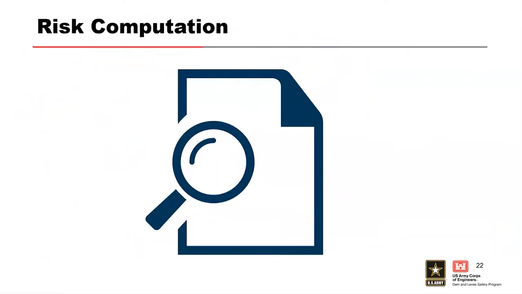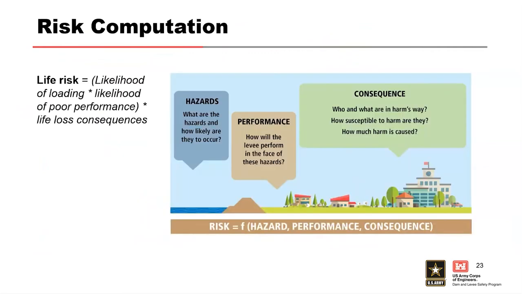Okay, we've got about 20 minutes left. And I'm going to talk to you a little bit about how we take life loss or economic damage estimates from LifeSim and make them work in the context of risk management. So you've seen this graphic a couple times this week. This is our risk-informed framework for infrastructure. We're talking about life loss consequences, and risk, we're talking about an estimate of life risk, right? Life risk is the likelihood of loading on a dam or a levee, and then the likelihood of poor performance given that loading times life loss consequences, right?